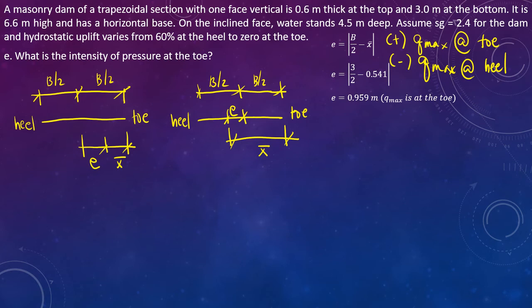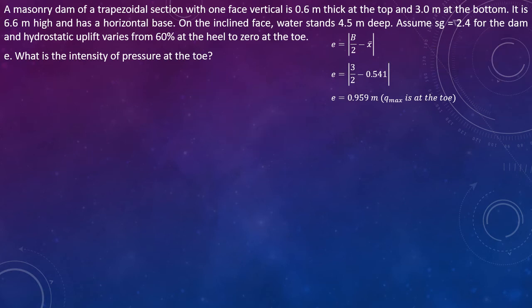So now that we know that the pressure at the toe is maximum, we can now solve for its magnitude. We need to solve for b over 6 and compare it to E. 0.959 is greater than 0.5, or E is greater than b over 6. Now, what is the significance of the comparison between E and b over 6? Let me try to illustrate.